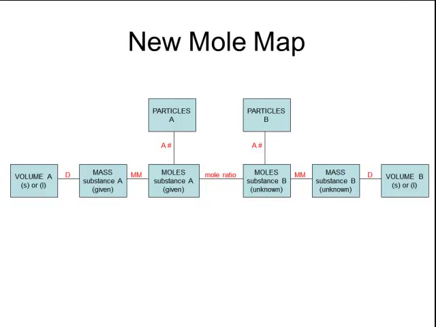The substance or chemical that is labeled A is always going to be the substance in which the value is given to you, whereas substance B is always the unknown chemical that you're solving for. In order to learn how to use this new flowchart, you simply need to practice a number of different stoichiometry problems. And so I will work through 4 examples with you that show the 4 different types of problems you're most likely to encounter when doing stoichiometry.